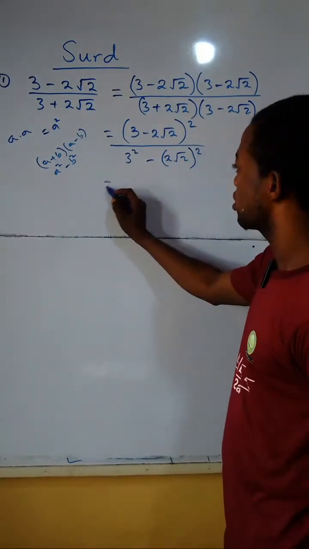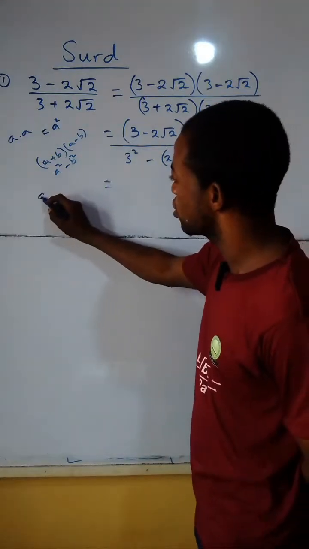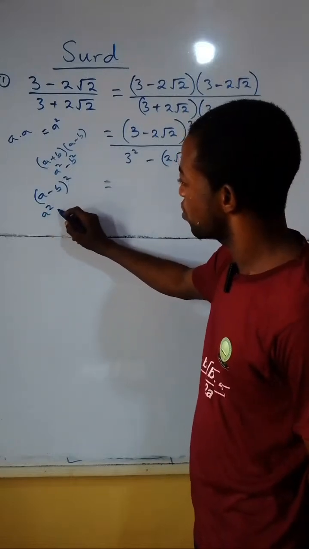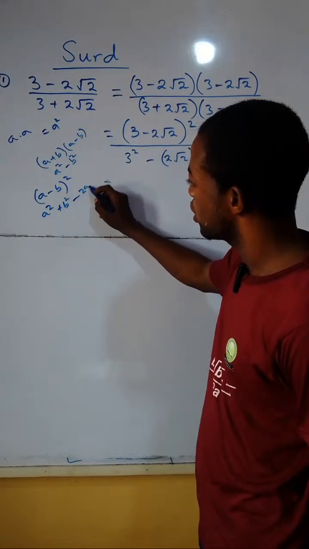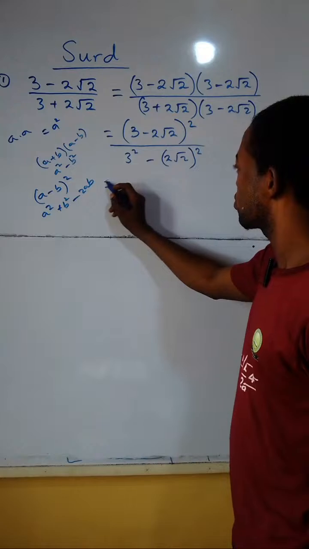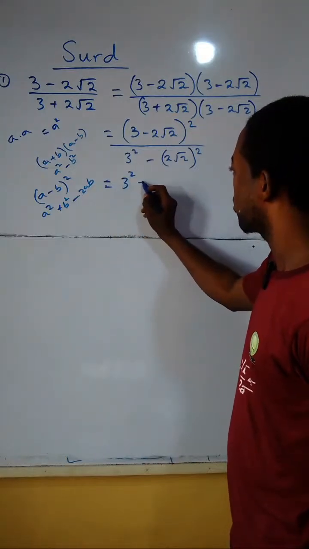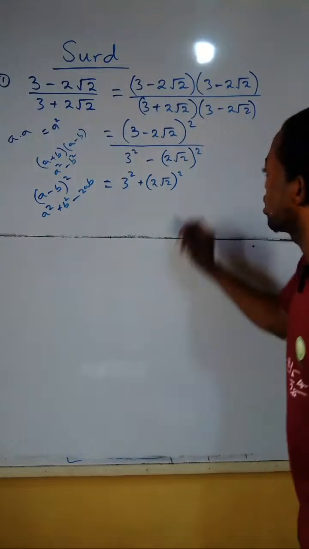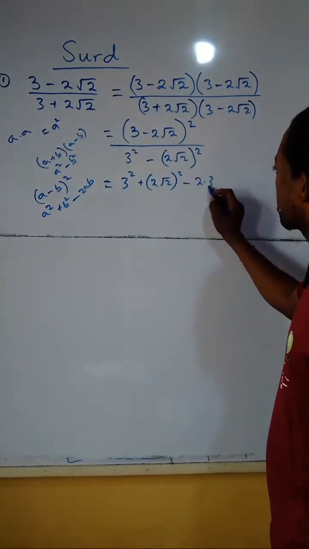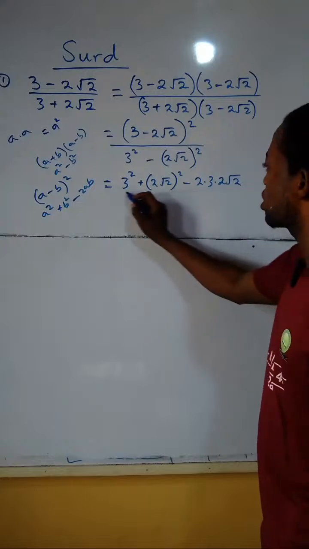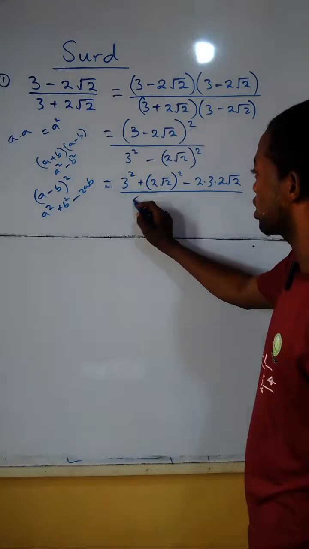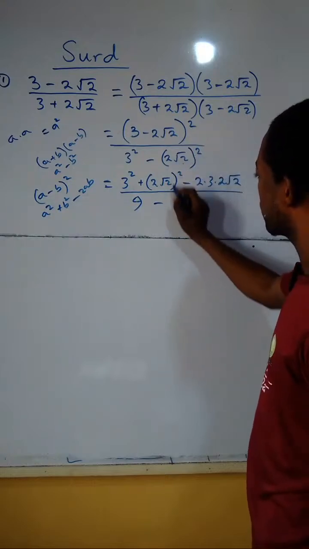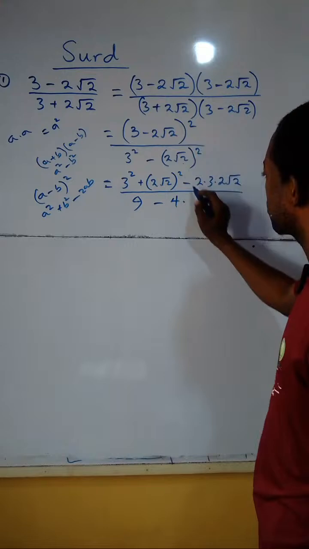Then, solving this further, we can also expand it. When we apply the expansion of bracket a minus b all squared, this becomes a squared plus b squared minus 2ab. That is, this becomes 3 squared plus 2 root 2 all squared, then minus 2 times 3 times 2 root 2, which is divided by 3 squared, that becomes 9, then minus, here this square affects 2 and root 2. So 2 squared, that's 4, then times root 2 squared, square cancels square root, and that's simply 2.